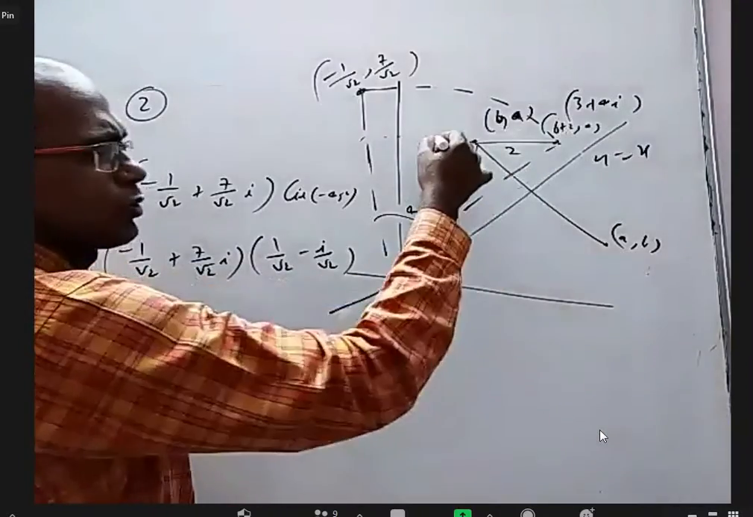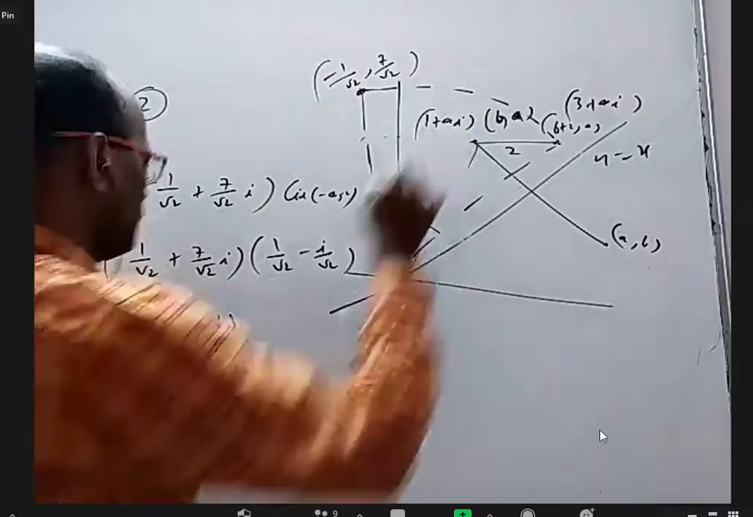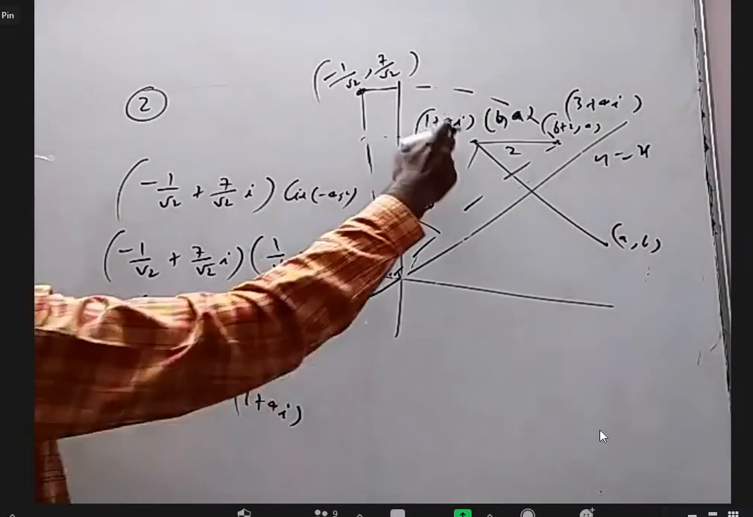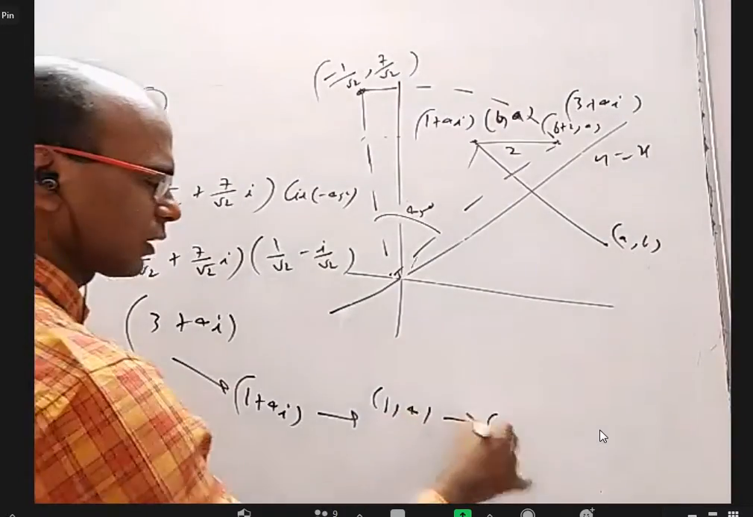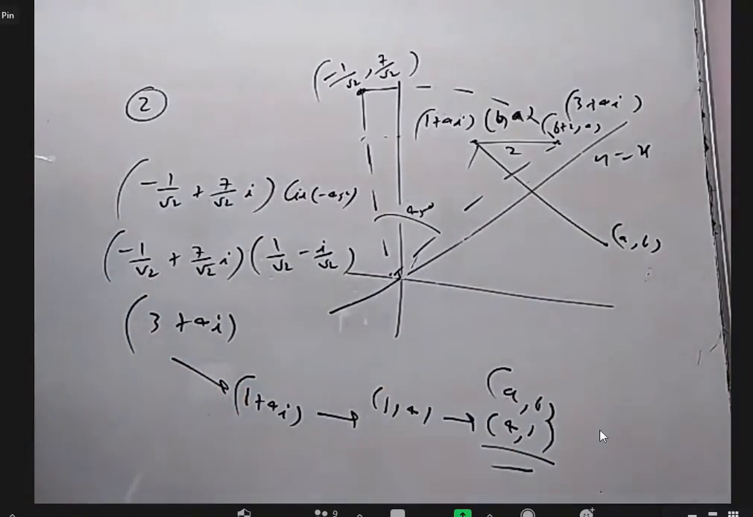Now come back 2 units. That will be 1 plus 4i. When you decrease 2 here, it will become 1 plus 4i. That means this is 1 comma 4. And when you find the mirror image, 1 comma 4 becomes 4 comma 1. So your a comma b is 4 comma 1.